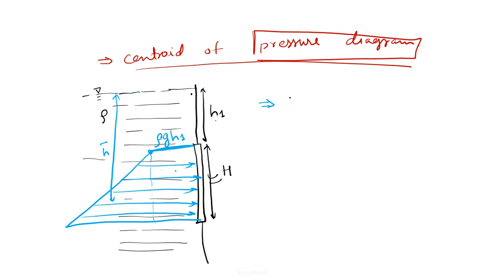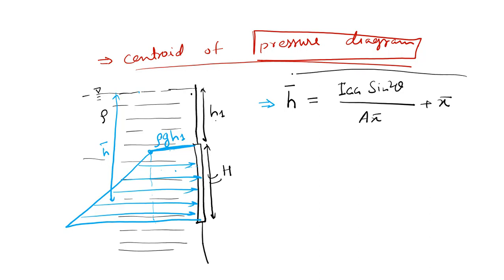For center of pressure, it will be nothing but h bar equals Igg sin square theta upon A x bar plus x bar. We'll try to understand what the various terms are in a few moments. Okay, so till now I hope everything is clear, and if you want to find it for this, then it's very easy, right?